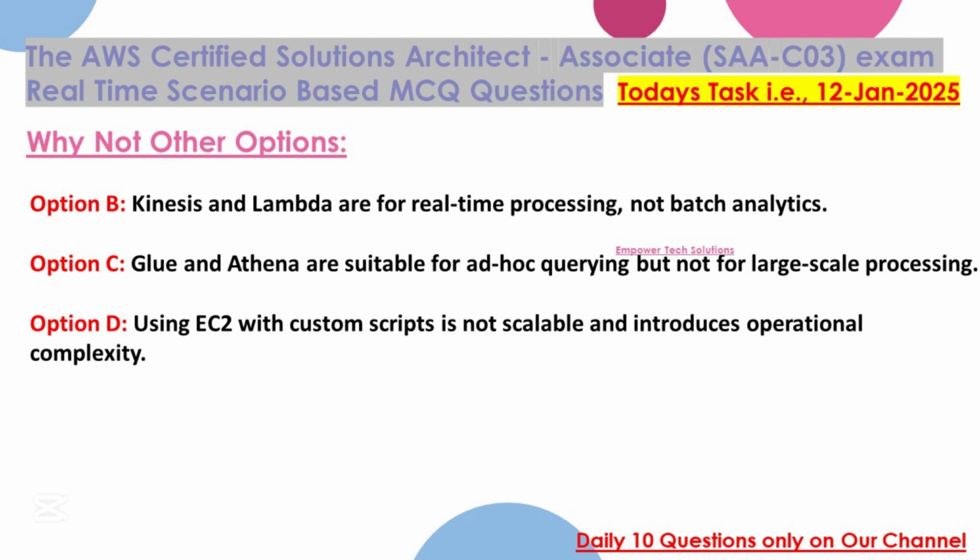Why not other options? Option B. Kinesis and Lambda are for real-time processing, not batch analytics. Option C. Glue and Athena are suitable for ad hoc querying but not for large-scale processing. Option D. Using EC2 with custom scripts is not scalable and introduces operational complexity.